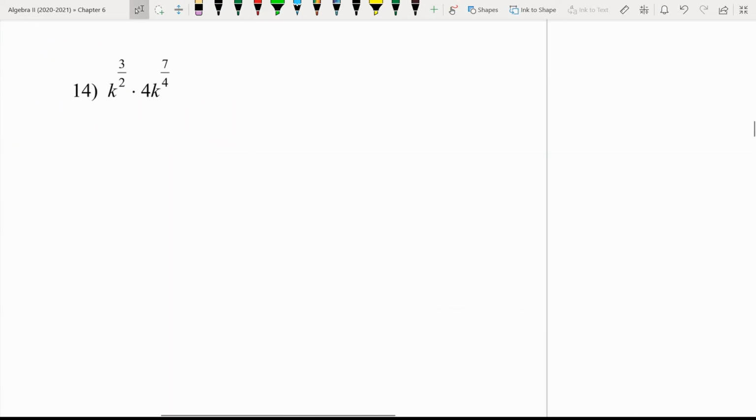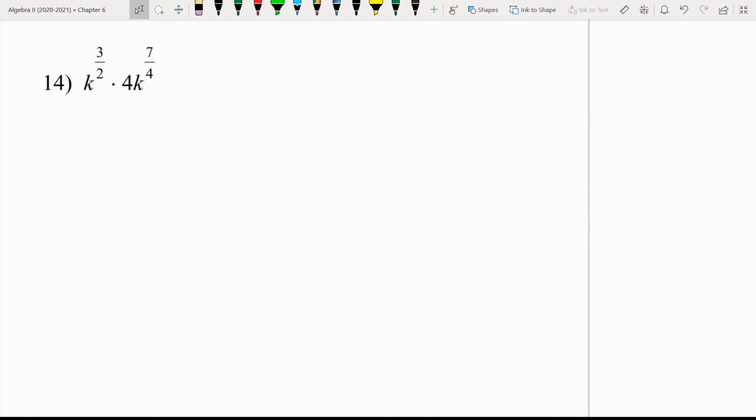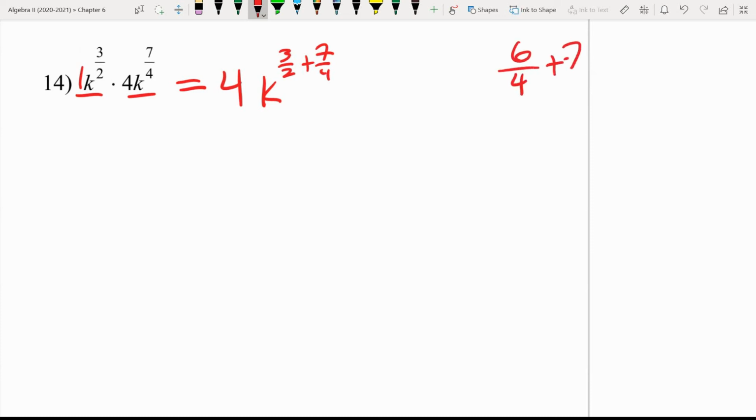Now we have some properties of exponents. So we are about to multiply these k's times each other. When you multiply, you add exponents. So really what I'm about to do here is 4, because it's just 4, can't do anything with it. This is 1. 1 times 4 is 4. And then the k, I'm going to combine these by taking 3 halves plus 7/4 power there. Okay, and I don't care if you do that on the side, it'll be a little scratch thing. If I find a common denominator, it's 6/4 plus 7/4, which is 13/4. So this just turns into 4k to the 13/4.